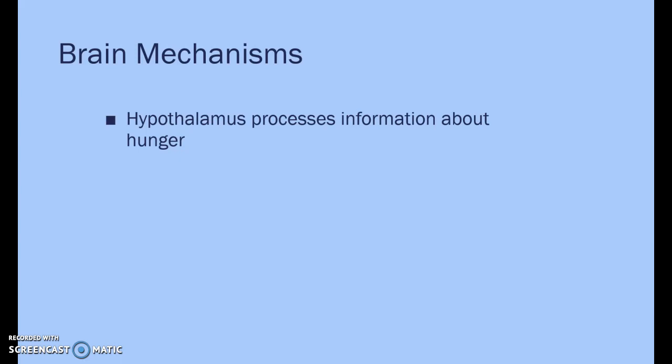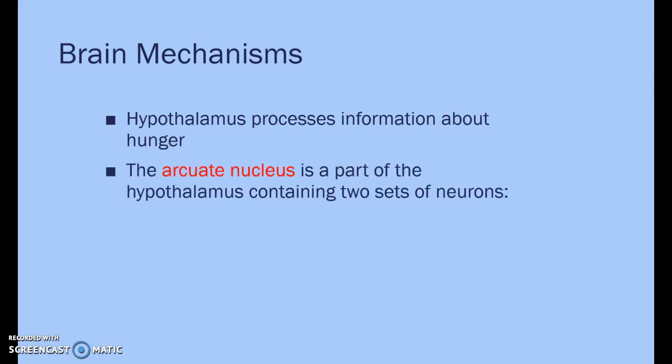We've talked about how the hypothalamus is involved with many different things, and feeding is one of the processes involved with the hypothalamus. So the hypothalamus is processing information about hunger, getting information from different parts of your body. The arcuate nucleus is a part of the hypothalamus that is really important. It's kind of the master area for control of appetite.